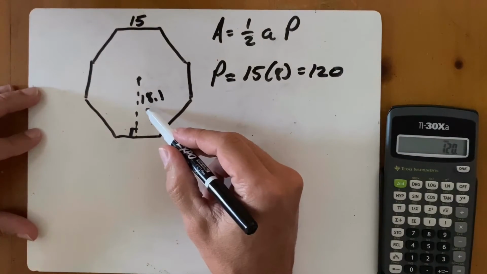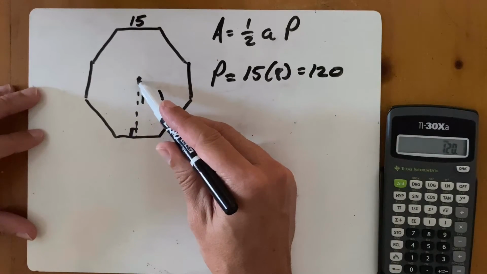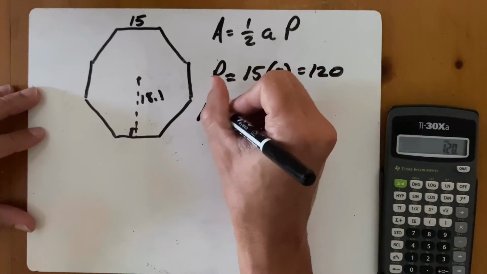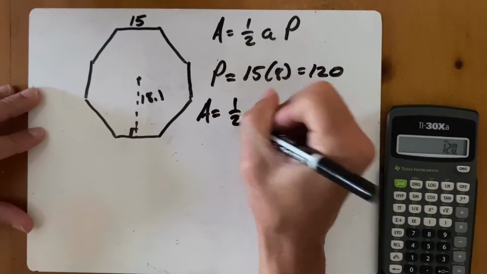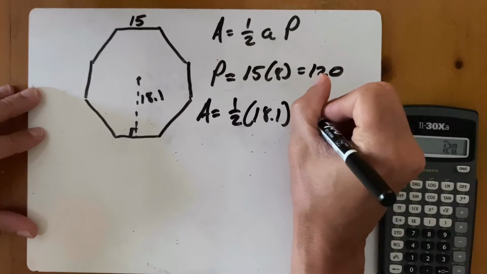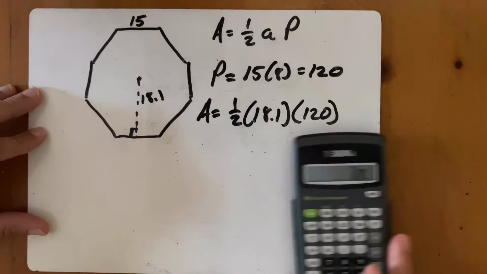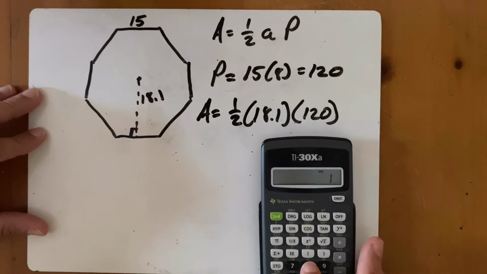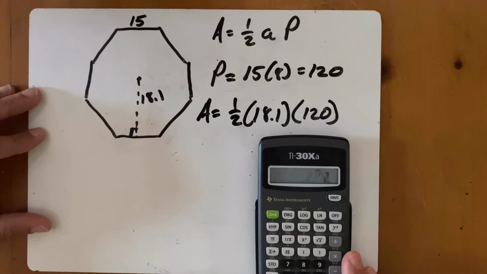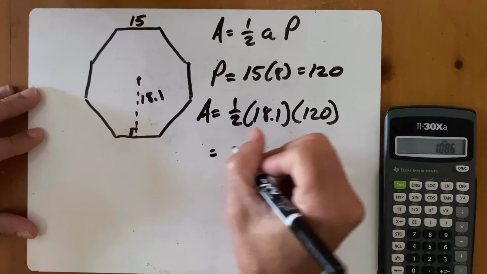They gave us the apothem, so we just needed to be able to recognize the apothem there as the length of the segment from the center perpendicular to one of the sides. So that's 18.1. So let's just plug it into our calculator and it'll spit out an answer. So 1/2 times 18.1 times the perimeter, which in this case is 120. So 120 times 18.1 times 1/2, and we should have got a final answer of 1086.